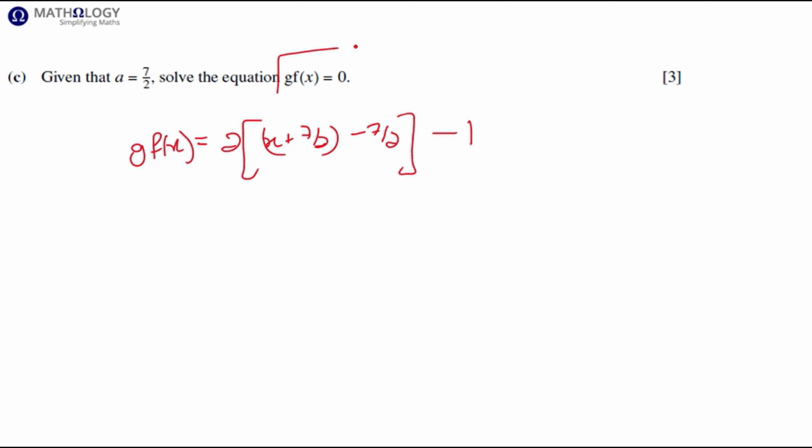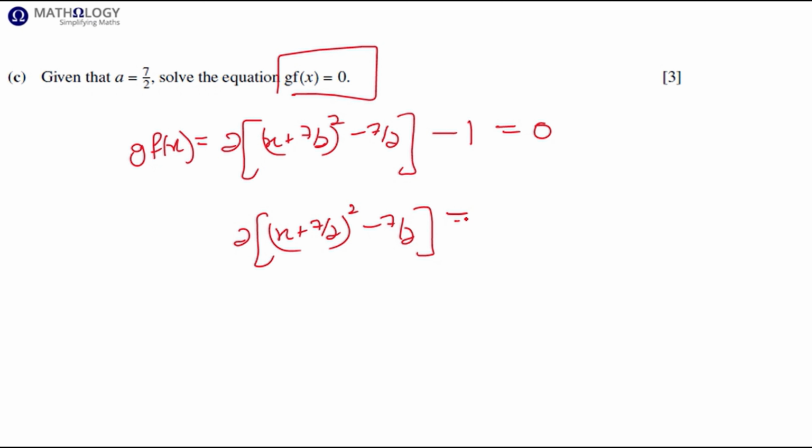Now we want to solve the equation g of f of x equals 0. So we're just going to equate that to 0 and solve. So 2 times (x plus 7 over 2) all squared minus 7 over 2 equals 1. We're just taking this across to the right. You can multiply out these brackets, bring the 2 into the resulting expression, subtract 1, get a standard quadratic equation, factorize and solve for x, but that might be too time consuming and tedious. So the best approach is to perform reverse BODMAS and just isolate all the terms containing x.